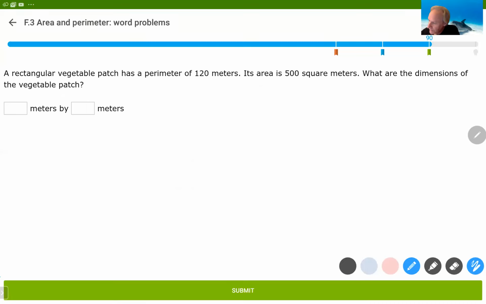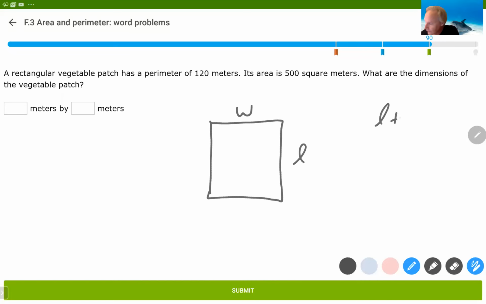Okay, the perimeter is 120 and the area is 500. So this time we have a perimeter of 120. That means length plus width has to be 60. Put over here. Times 2 is equal to my perimeter. So a possibility to get 60 is 6 by 10.